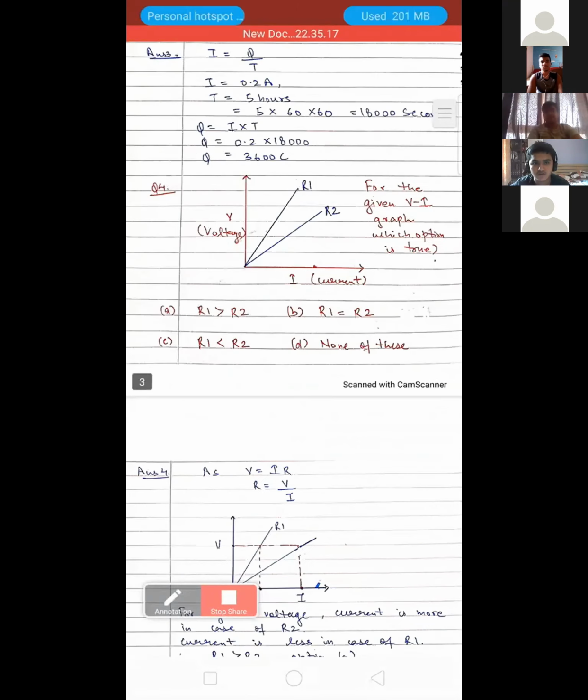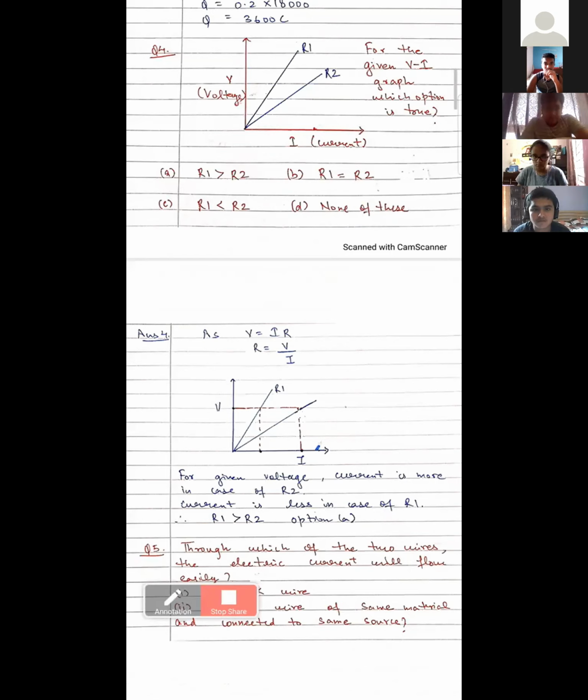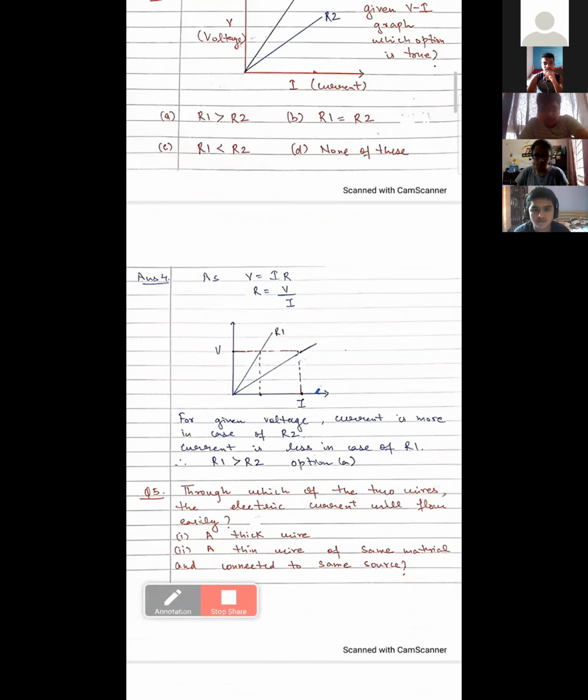Now this fourth question, let me just tell you how we have done it. This is new for you. The VI graph is given to you, plotted for R1 and R2. You have to identify which option is correct, which resistance is greater than the other. Can you see this graph? For the same V value, I'm getting more current for R2 as compared to R1.